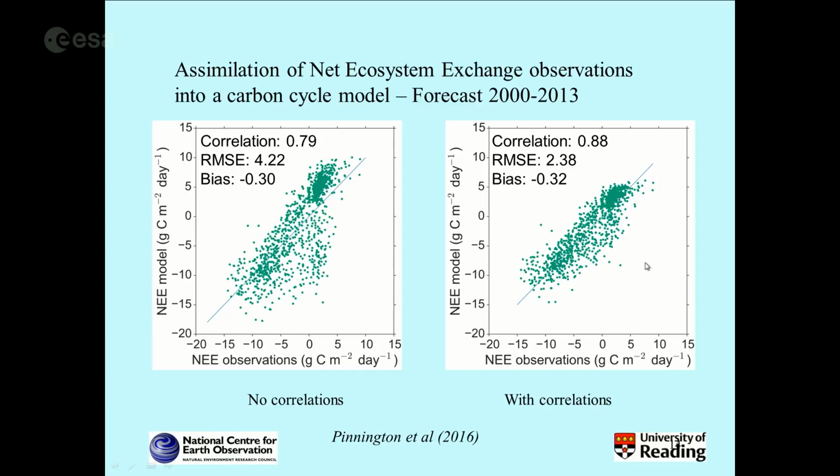So it's the same as the left-hand plot, but now allowing for the fact that we have time correlations. And we see we get a much better fit to the future predicted observations, now with a correlation of 0.88 and reducing the root mean square error to 2.38. And these are, as I said, not the observations that have been used in the assimilation.